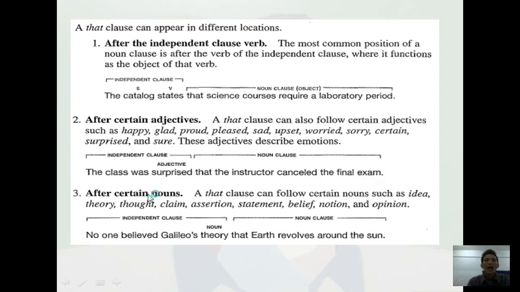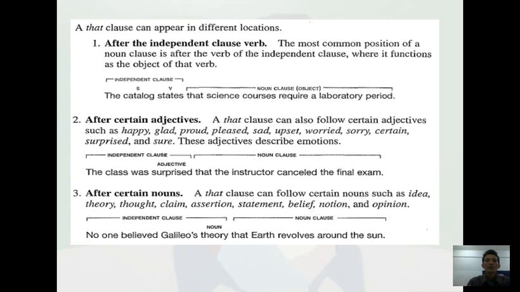And then after certain nouns, that clause can follow certain nouns such as idea, theory, thought, claim, assertion, statement, belief, notion, and opinion. For example, no one believed Galileo's theory that Earth revolves around the sun. Or maybe you are able to find a theory or thought or claim. If it is preceded by certain nouns, it is followed by a noun clause.